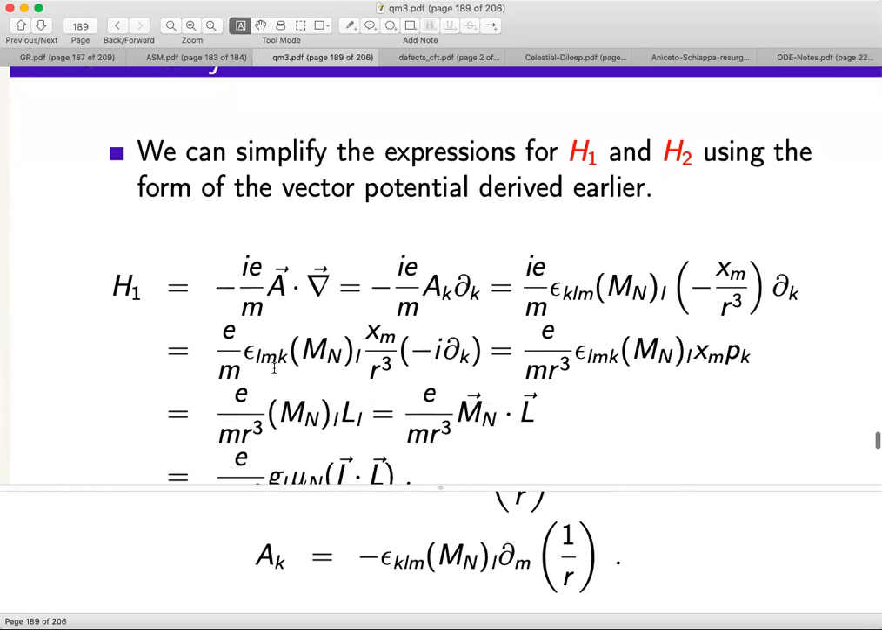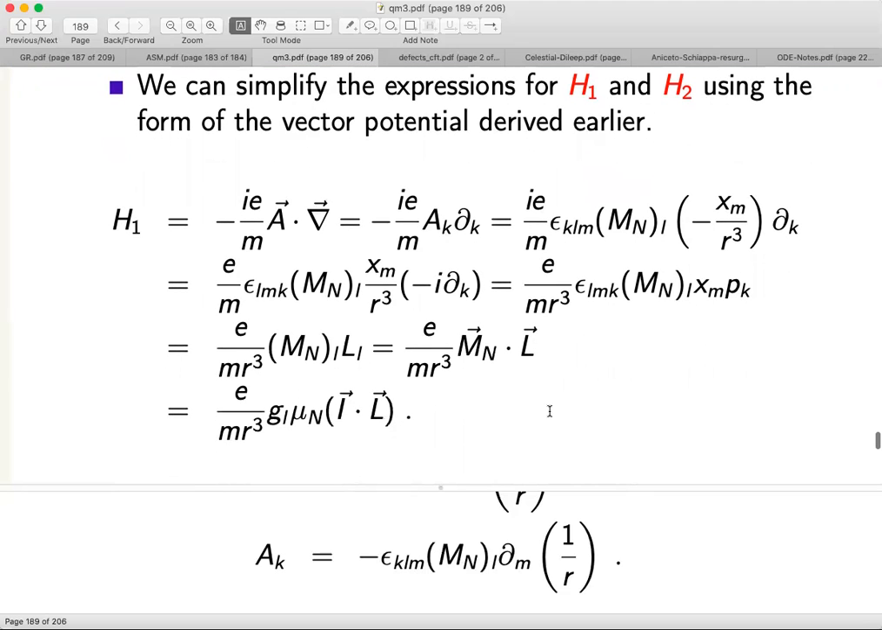Okay, but epsilon L m k, x m, p k is like orbital angular momentum capital L. So what we will write therefore is that we have a factor e by m, and then we have an R cube factor. So we just pull that whole thing out: e by m times R cube times mn·L, capital L, which is just a dot product between the nuclear magnetic moment and the electronic orbital angular momentum.